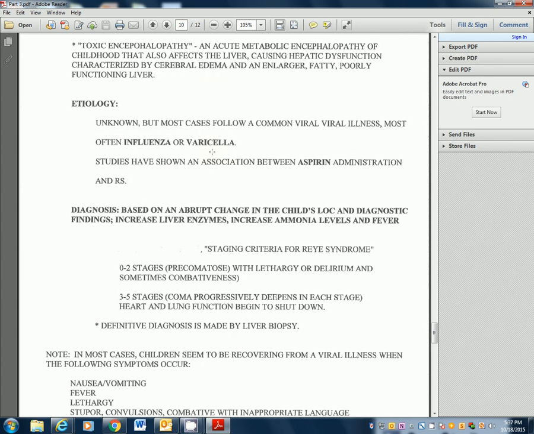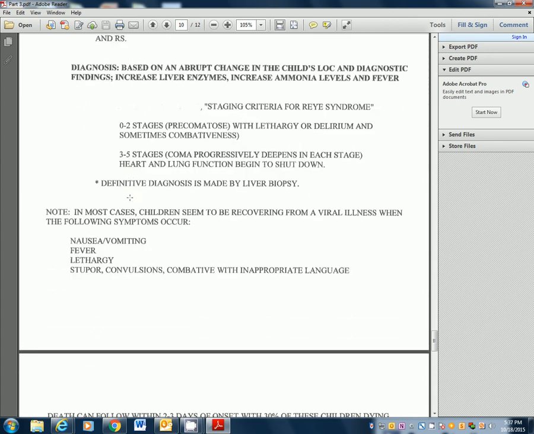Etiology is unknown. Most cases follow a common viral illness, most often influenza or varicella. There have been studies that show an association between aspirin administration following these viruses and Reye syndrome developing. Diagnosis is based upon abrupt changes in the child's level of consciousness and increased liver enzymes and ammonia levels because the liver's not acting correctly and absorbing that, and fever. There is staging criteria of Reye syndrome.